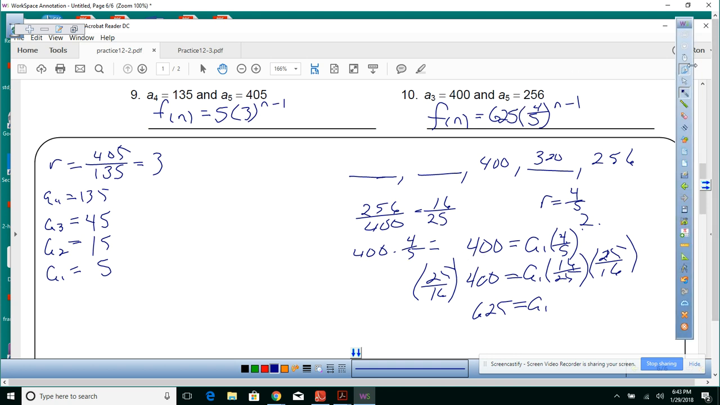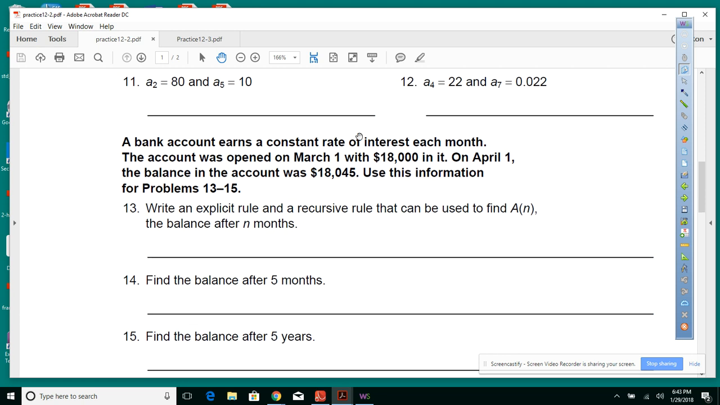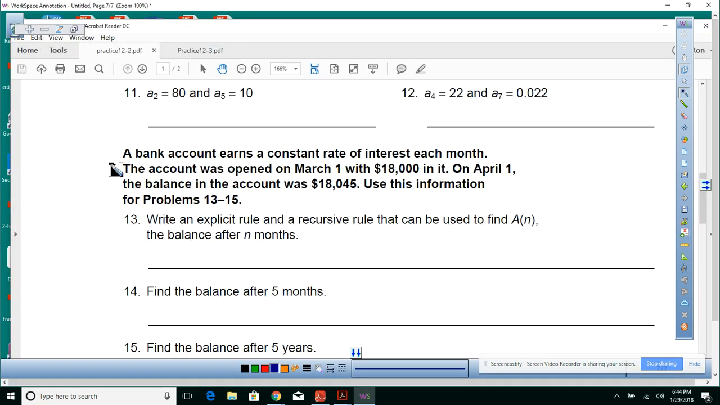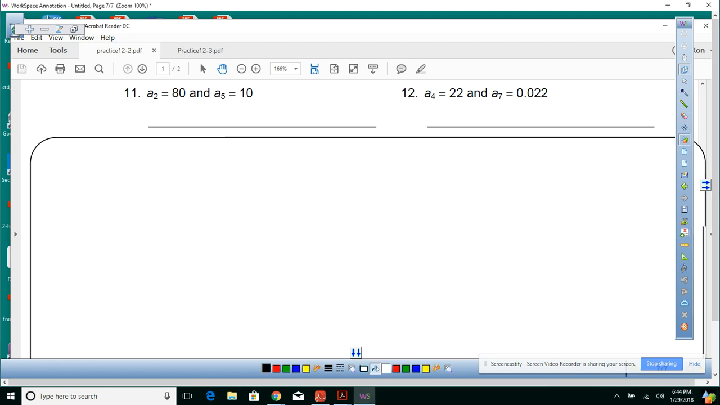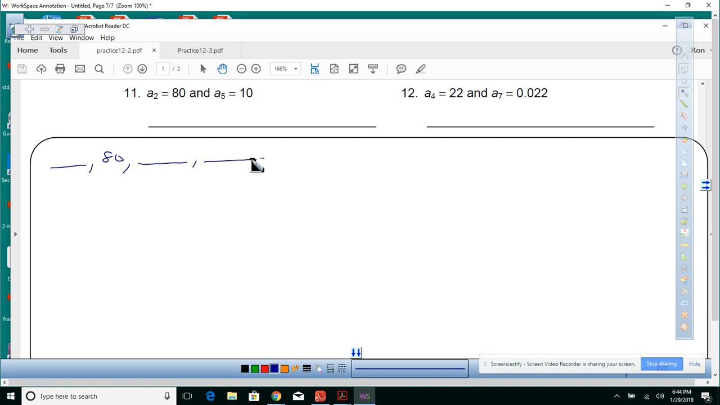All right. Number 11. So a sub 2 is 80, and a sub 5 is 10. That's number 11. Okay, what do we got? Let's draw it out so we can see what we got. All right, you got a sub 1, a sub 2 is 80, a sub 3, a sub 4, and then a sub 5 is 10.